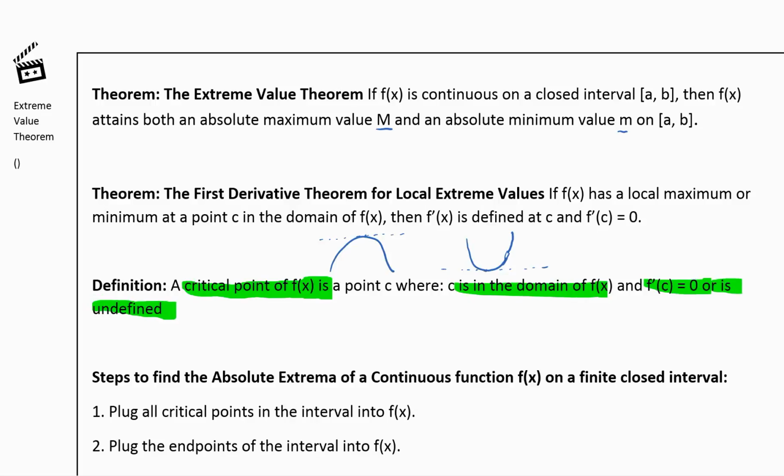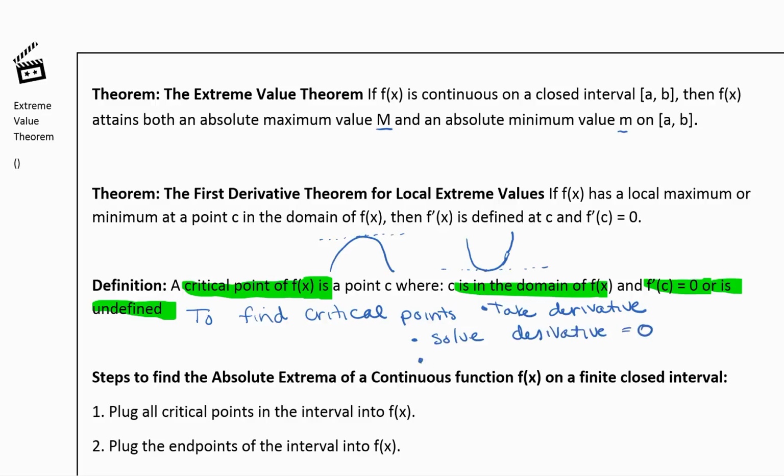Okay, so to find the critical points, first you're going to take the derivative. Next you're going to solve for where the derivative is equal to 0, and also find where the derivative is undefined. And those will be our critical values. Those are going to be x values.